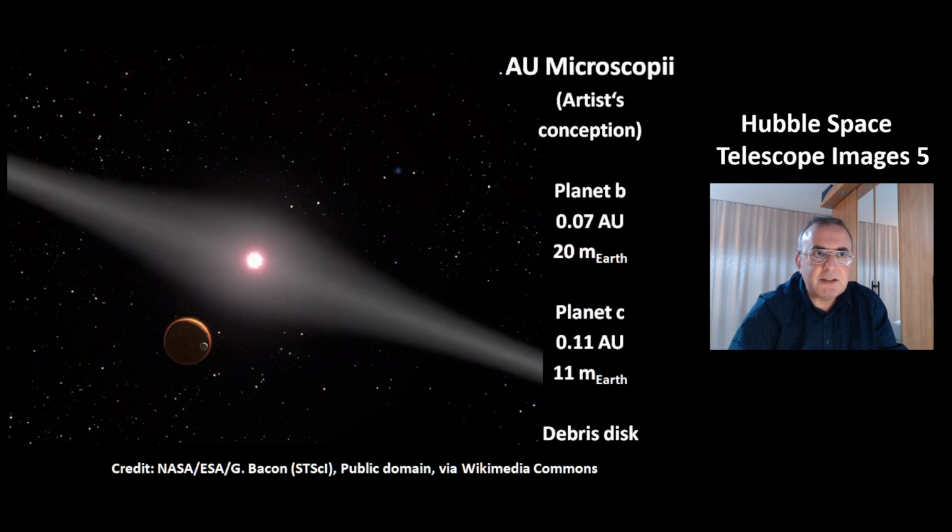This is another artist's conception of AU Microscopii. This red star has several planets. Both these planets are massive compared to Earth. One has a mass of 20 Earth masses and the other 11 Earth masses. And this red dwarf has a debris disk.